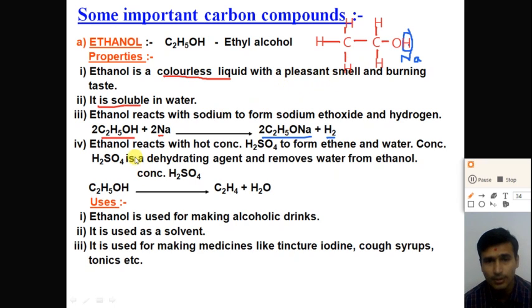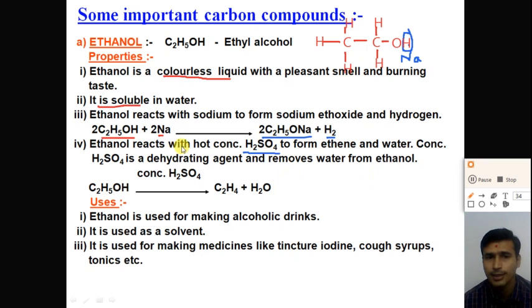Understand? The fourth property is that ethanol reacts with hot concentrated H2SO4 to form ethene and water. Concentrated H2SO4 is a dehydrating agent and removes water from ethanol, right? What do we mean by concentrated H2SO4? Concentrated sulfuric acid, H2SO4, that is sulfuric acid.